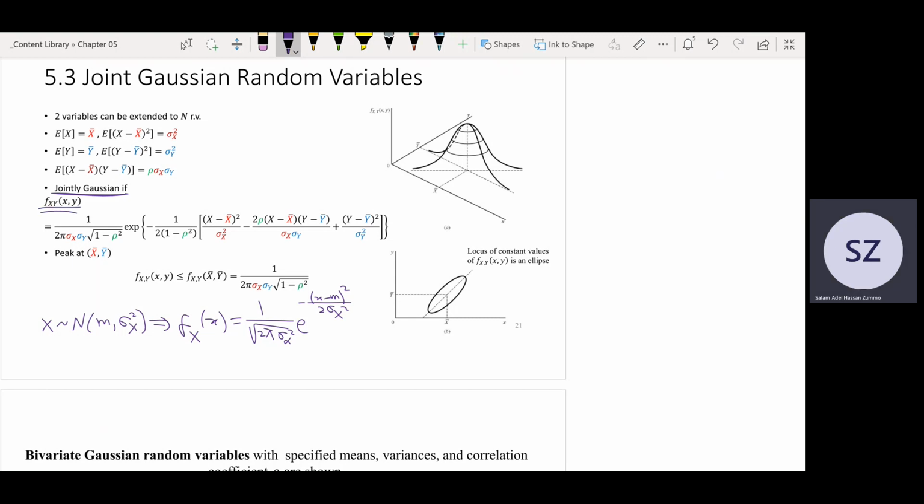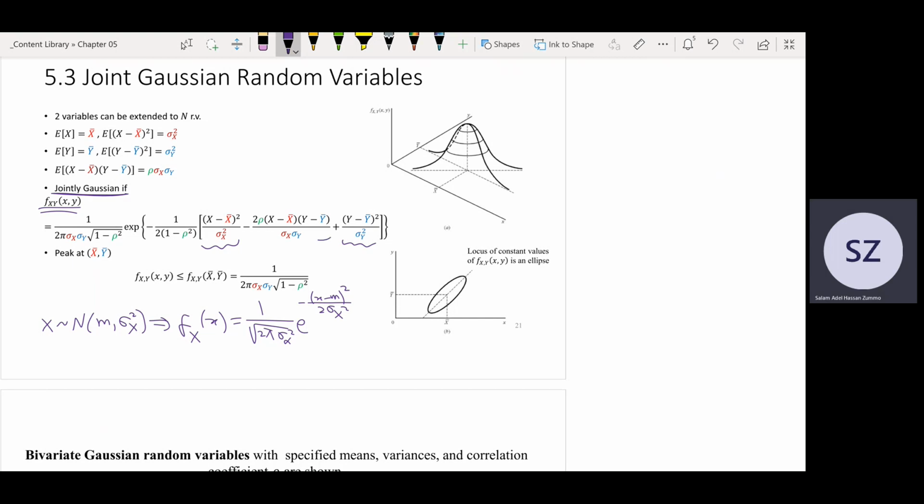The PDF looks a bit complex, but it's not that complicated. The first part is the same as for x: (x minus x bar) squared divided by sigma x squared. The last part is the same as for y. If y is Gaussian, you will have the same thing: (y minus y bar), which is the mean, squared divided by sigma y squared.